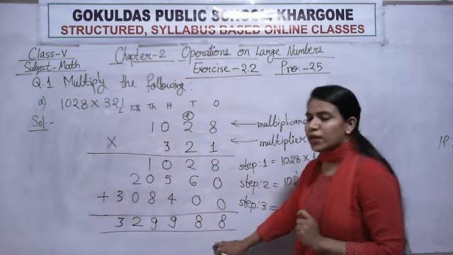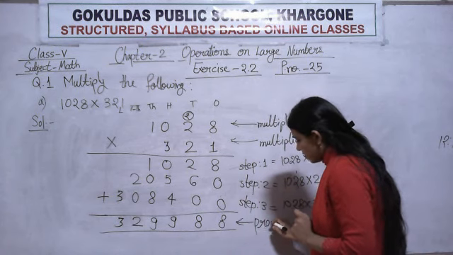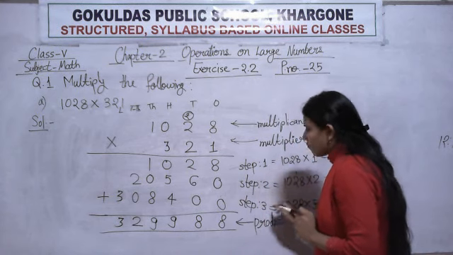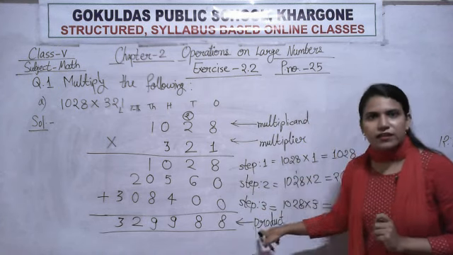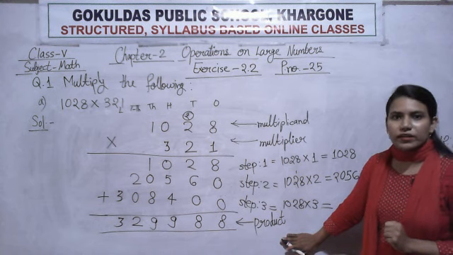So we got our product. What is it? It is our final result. And the result of multiplication is called the product. So it is our product.